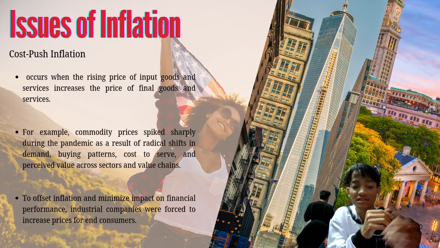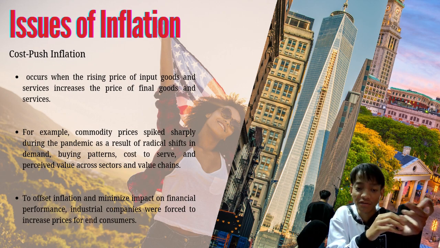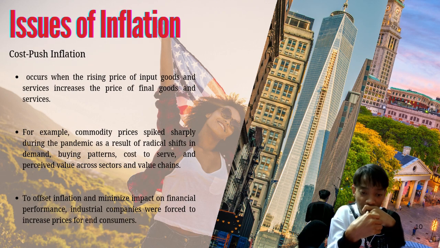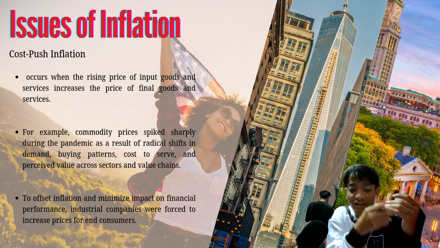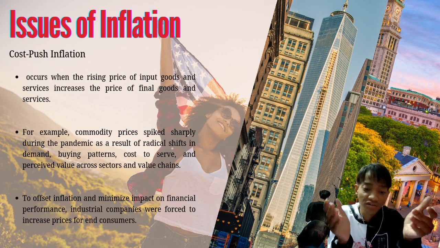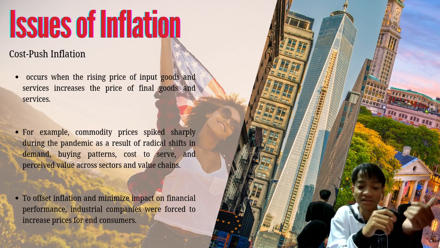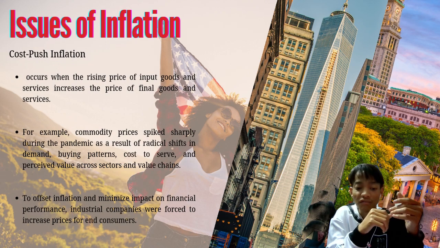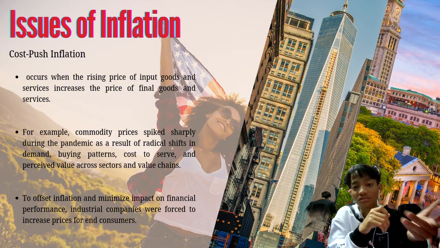And then lastly, we've got cost push inflation. It occurs when the rising price of input goods and services increases the price of the final goods. For example, commodity prices spiked sharply during the pandemic as a result of a radical shift in demand and buying patterns, cost to serve, and preserve value across sectors and value chains. This has offset inflation and minimized impact on financial performance. Industry companies were forced to increase prices for consumers.